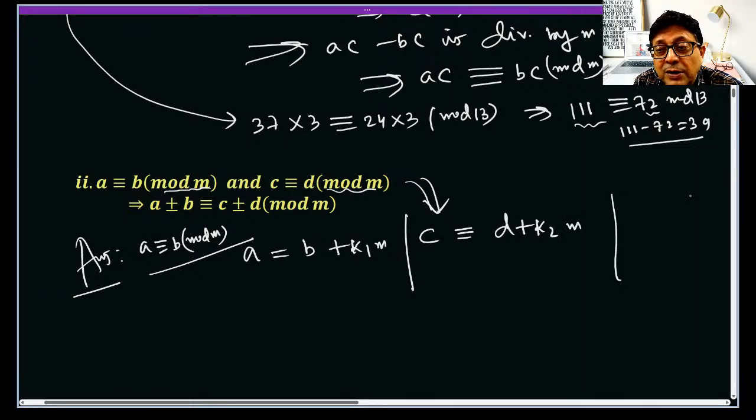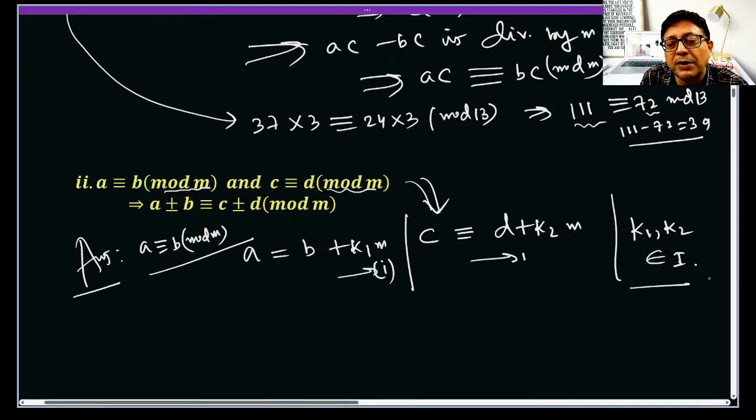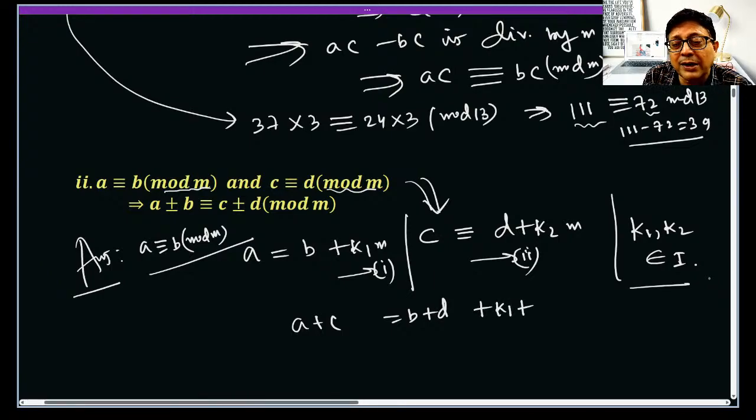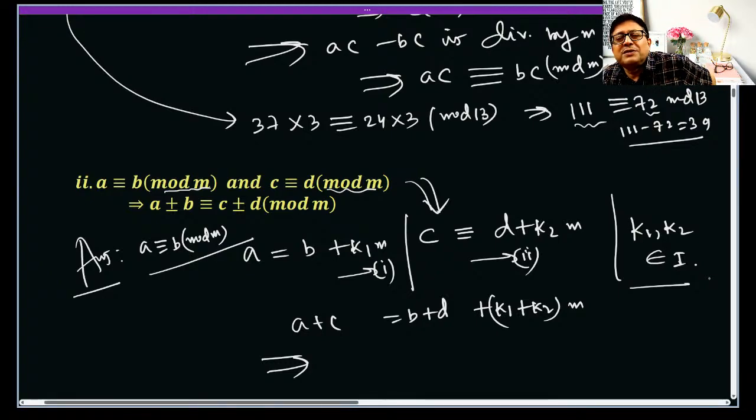What do K1, K2 stand for? K1, K2 also belong to the set of integers. They are integers. Now, we are going to add these two equations, number 1 and number 2. So, A plus C will be B plus D plus K1 plus K2 into M. Isn't it? So this implies, wait a minute, by our calculation subtraction has come.